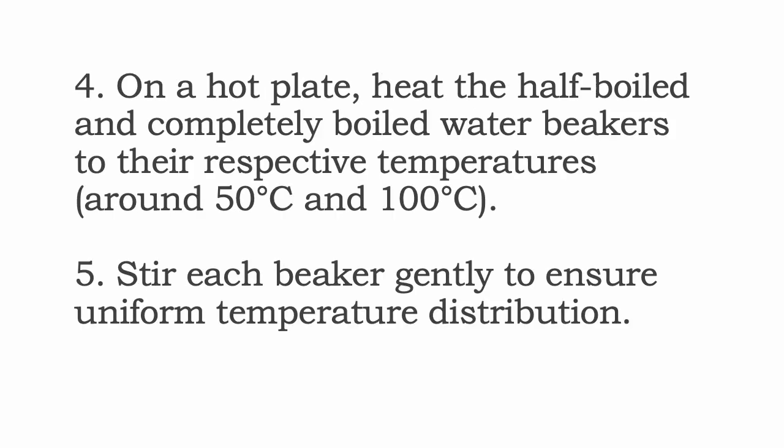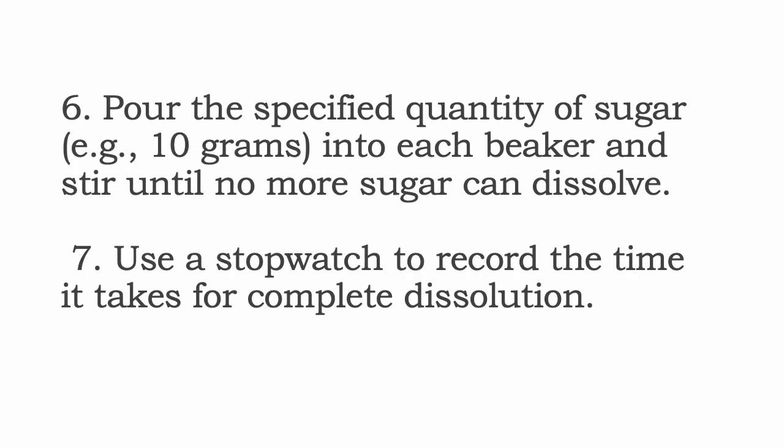And then we're going to need a hot plate to heat up the half-boiled and completely boiled water beakers to their respective temperatures, which are around 50 centigrade and 100 centigrade. Now we get to the main part: we add an estimated amount of 10 grams of sugar to each beaker, and we stir them until no more sugar can dissolve. Then we use a stopwatch to record the time it takes for complete dissolution.